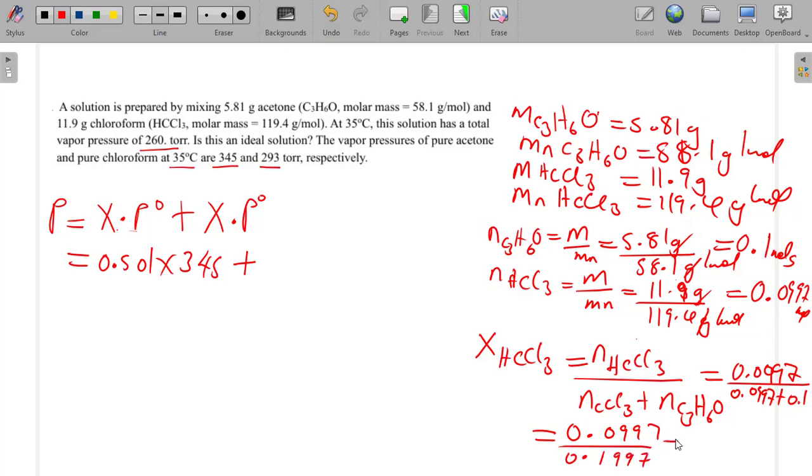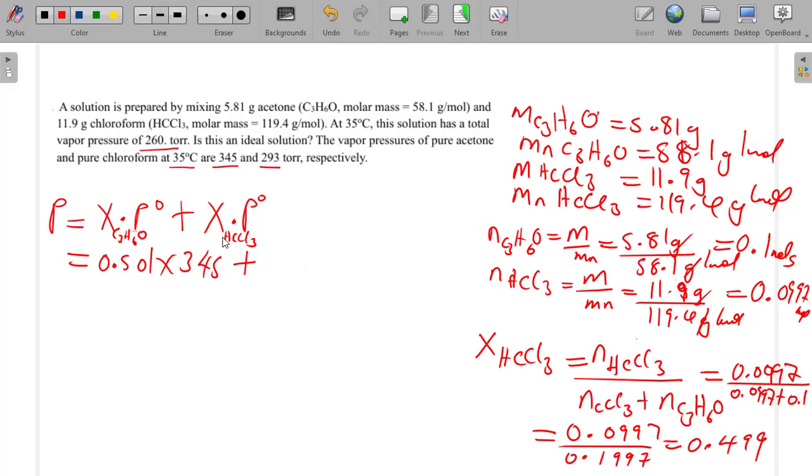So when we divide there, my final answer, to three significant figures, I'm getting 0.499. Okay, so I have my mole fraction there, so I can put it where I'm having X, the mole fraction for acetone. This is the mole fraction for chloroform. Also, this is the mole fraction for acetone there. So just make sure you indicate it so that you don't forget, okay?